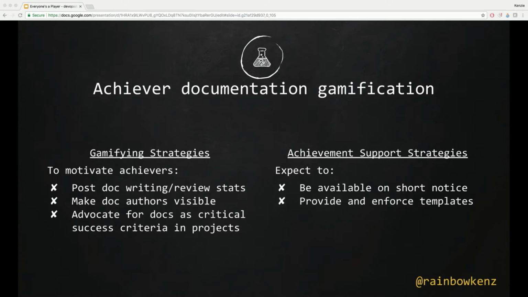Once again, templates are great. Public kudos are important. Thank them in front of others, especially in front of the folks whose judgments matter to their careers or other projects.